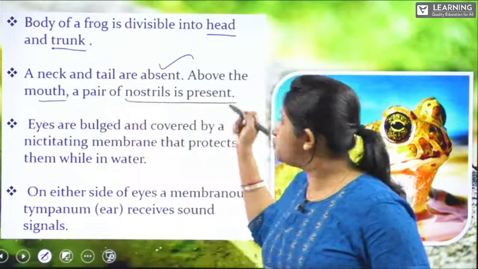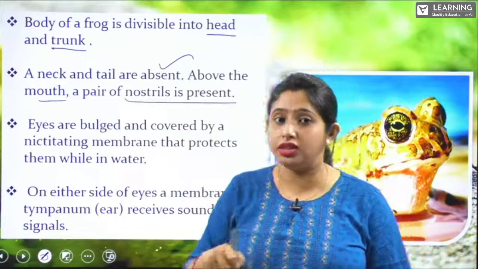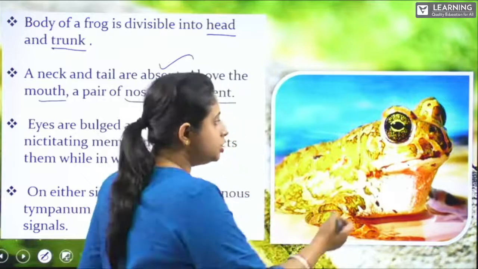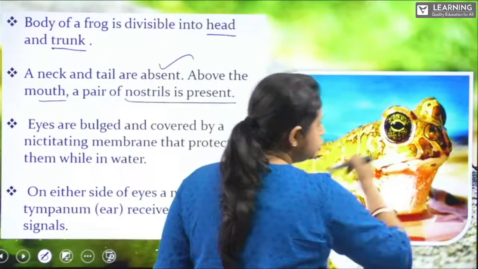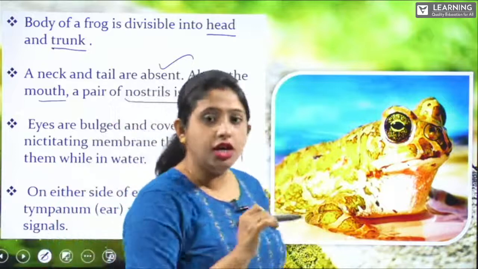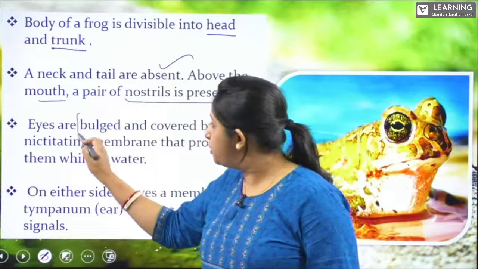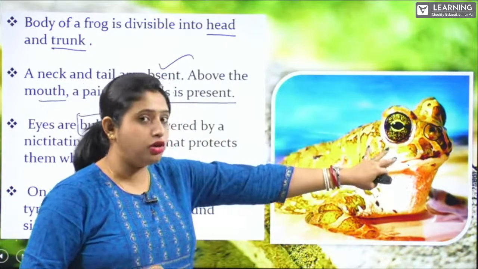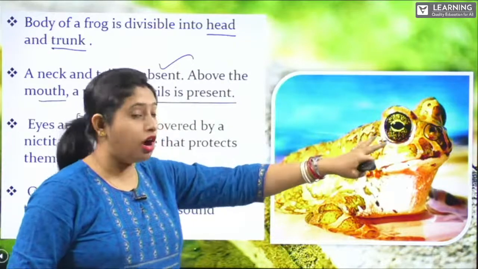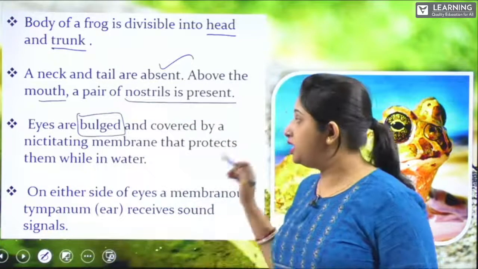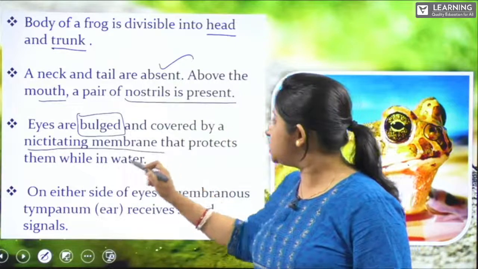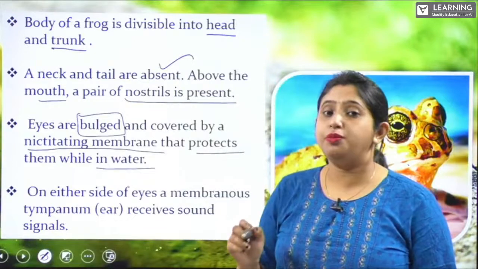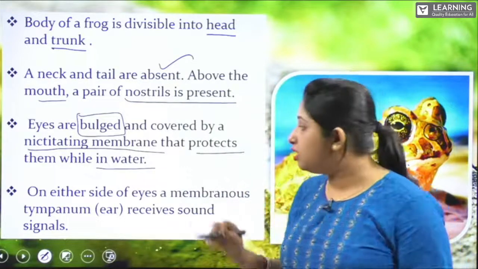So a pair of nostrils is present. On top of the mouth, what do they have? As you can see, this is the mouth, right? On top of the mouth, they also have the nostrils. All right, so this is the nostril, and the eyes are bulged. Look at the eyes. How are the eyes of the frogs? They are bulged towards the outside, isn't it? And already I have said that they have a nictitating membrane, isn't it? That provides protection while they are in the water, right?